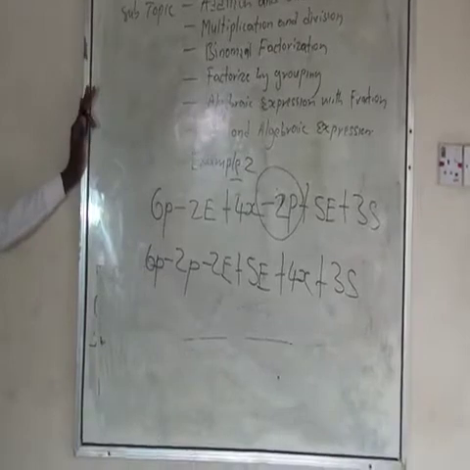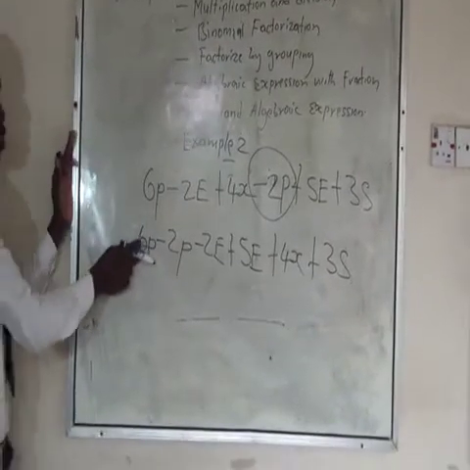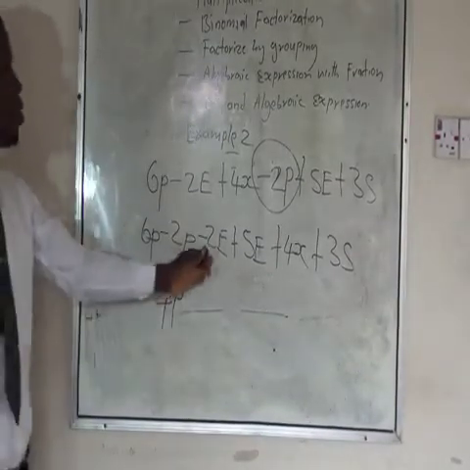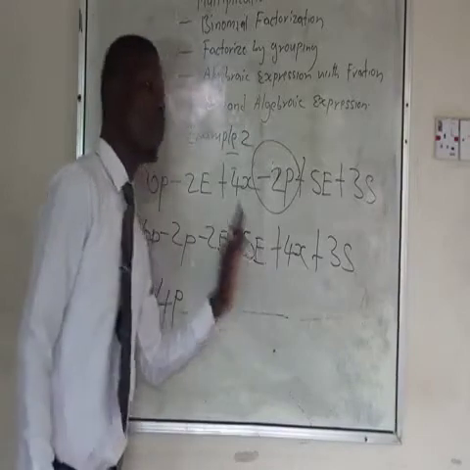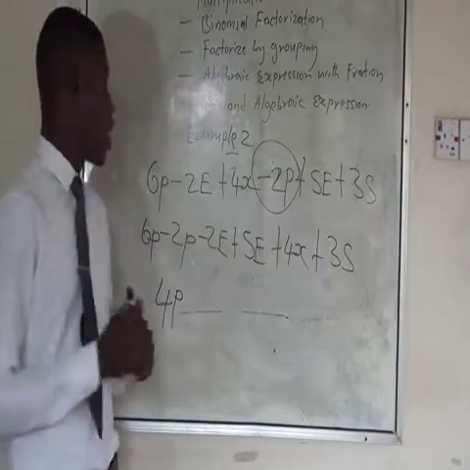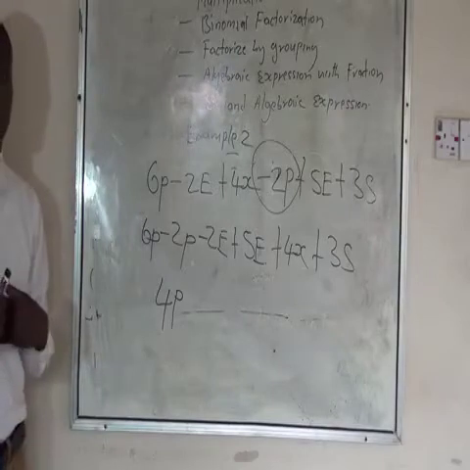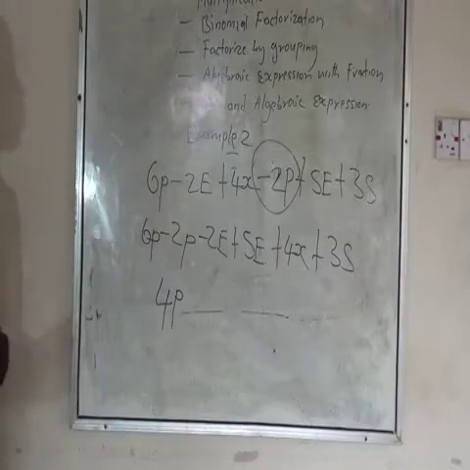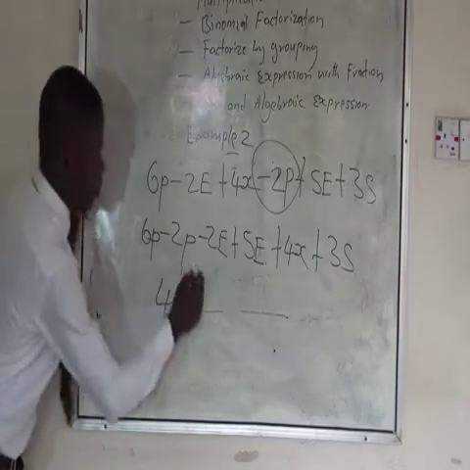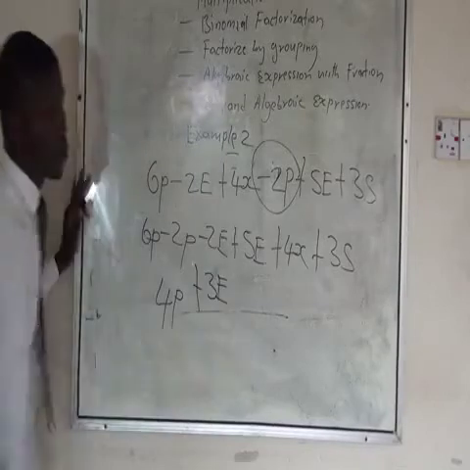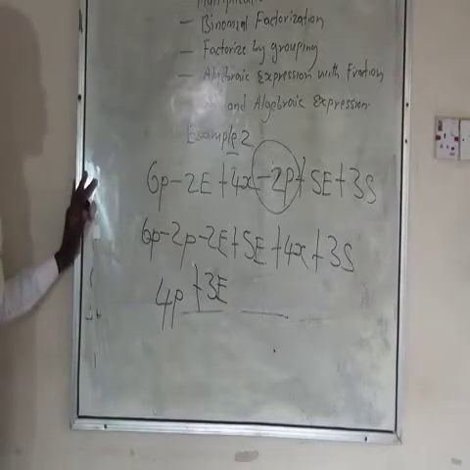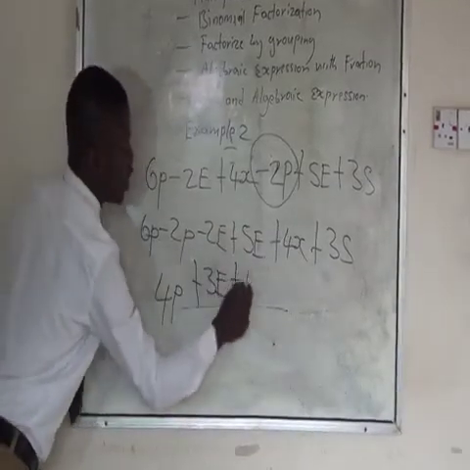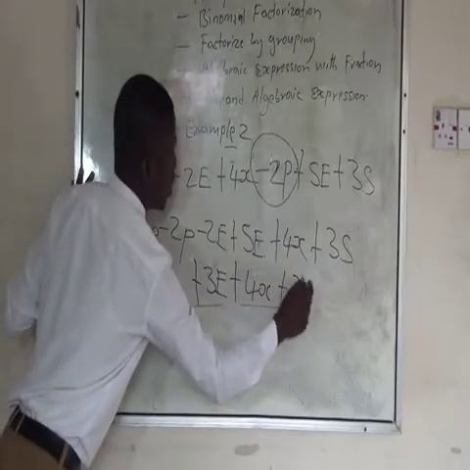Let's subtract and add. 6p minus 2p gives us 4p. Minus 2e plus 5e. You owe somebody 2 oranges and you have 5 oranges. When you pay that person 2, you have a balance of plus 3 oranges. That's 3e. Plus, then you bring back plus 4x plus 3x.